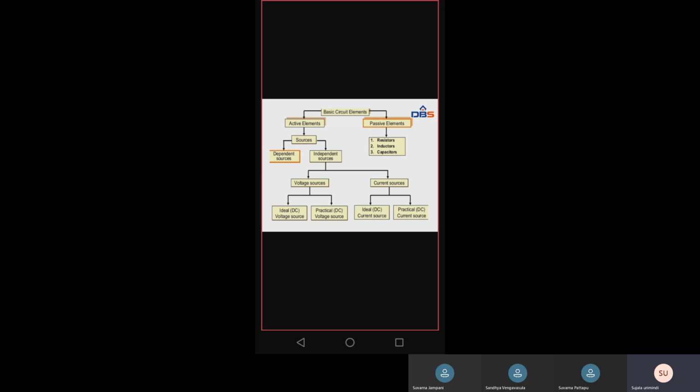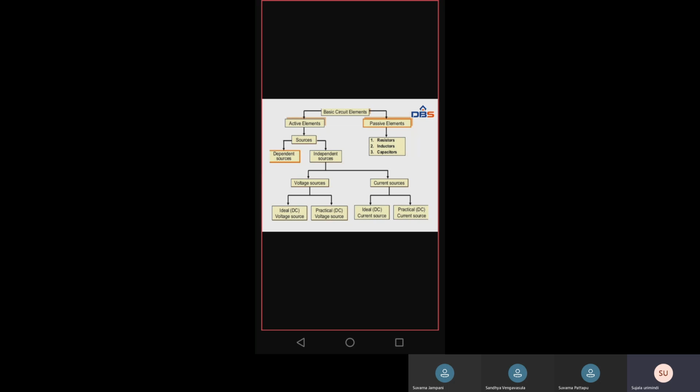Under the voltage and current sources, there are dependent sources and independent sources. So the voltage source and current source are further classified this way. Dependent source means one source depends on another, and then it is called a dependent source.